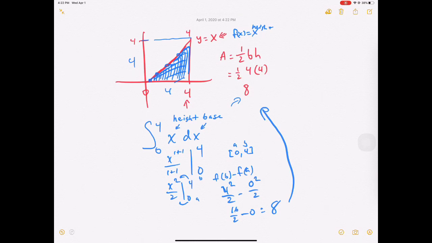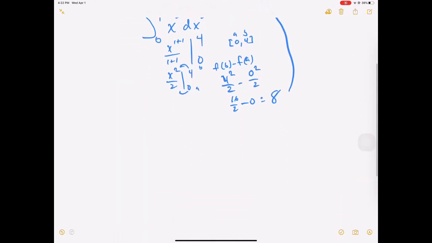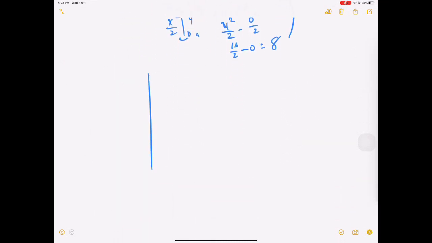What if we do another problem? Let's just do a rectangle. What if I told you the equation y is equal to 3? Or you can write this as f of x is equal to 3. It's 3, 3, 3, 3. No matter what x is, y is still 3. And let's go from 0 to 4 again.